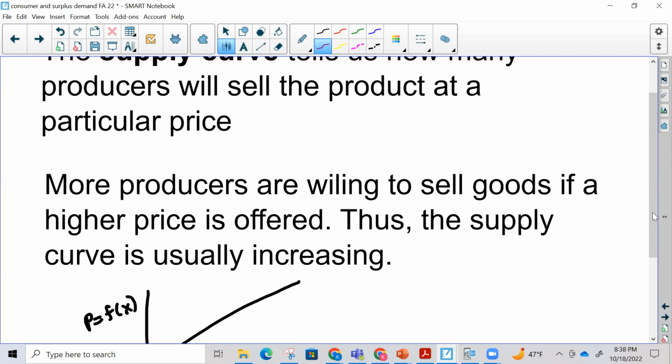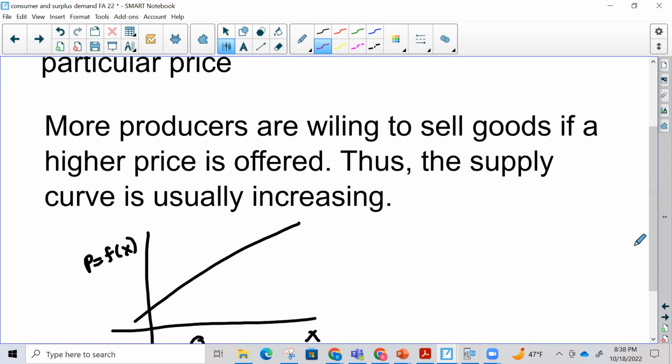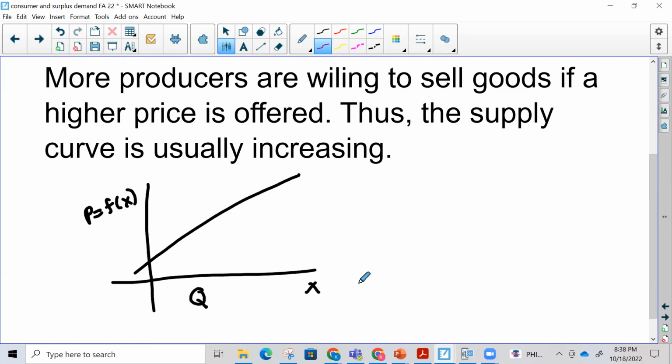So if producers are not going to get much for a good, then not as many companies are willing to sell it. But if the prices are increasing, then generally more companies will be willing to sell those items. The price is increasing and the quantity is increasing. So it works the same way. In this case, we use S of X to represent the supply curve.